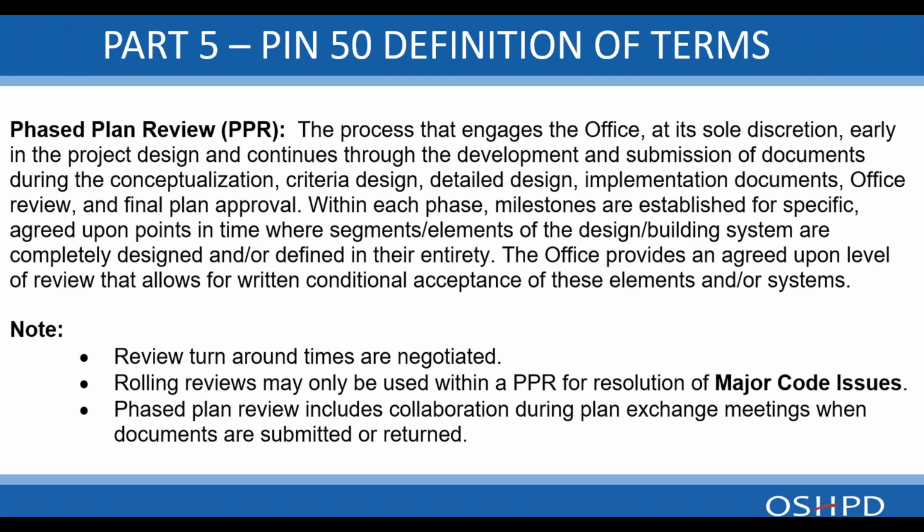Rolling reviews may only be used within a phased review for resolution of major code issues. So when we find a big mistake that may change the design, we will do a rolling review to help expedite the resolution of that. Phased plan review includes collaboration during plan exchange meetings when documents are submitted or returned. Note that phased plan review does not include collaboration workshops.